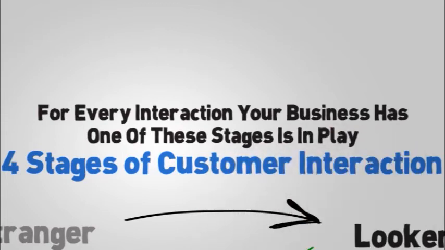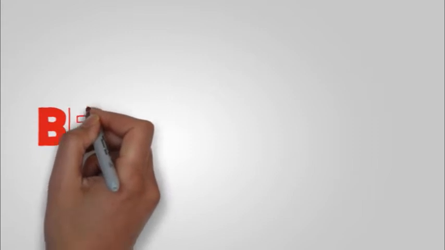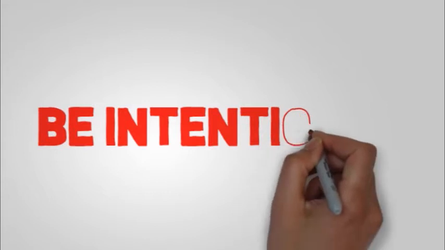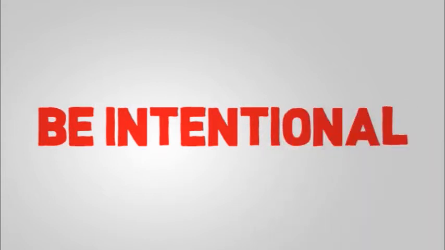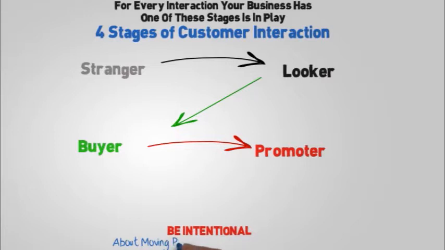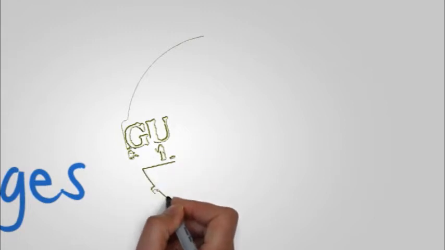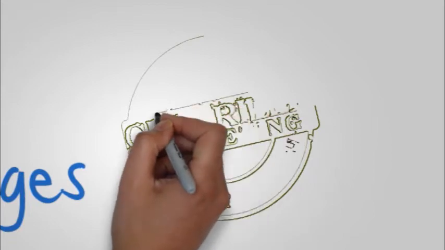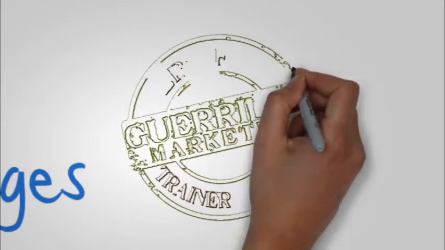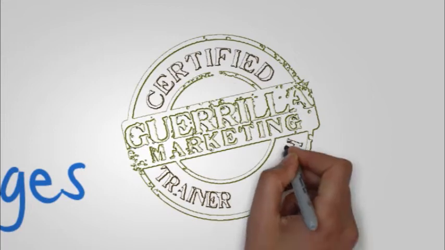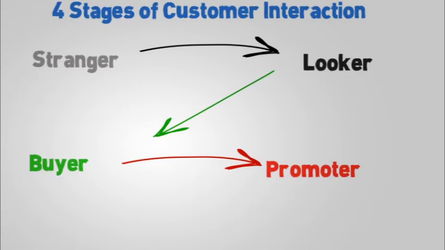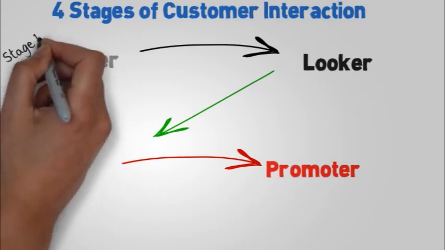And because they're at one of these stages, it behooves you to be intentional about moving them forward, to intentionally progress them through the stages. Strangers turn to lookers, lookers turn to buyers, buyers turn to promoters. This generally happens in an amorphous, organic type of way, but there really is a science to this. And as a guerrilla marketing coach, I love teaching people how to move their interactions through these stages for their benefit. Stage 1 is stranger.